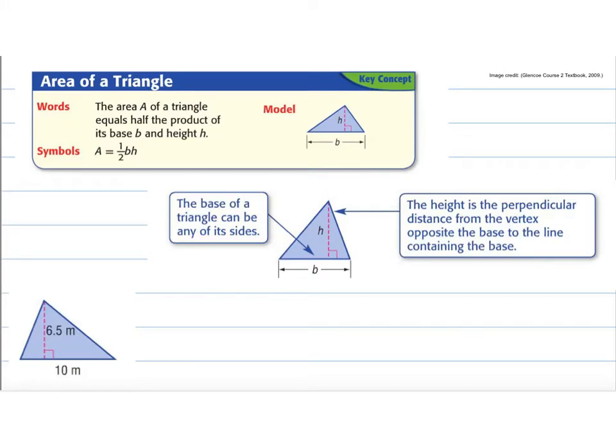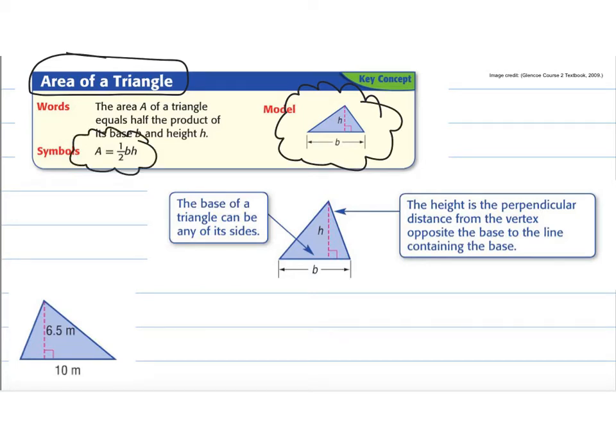All right, so now we're going to look at a triangle. So please write down area of a triangle. Draw your model of a triangle with its base and height labeled. And here's the formula, which is 1/2 times base times height. Same as base times height over 2. Either way.